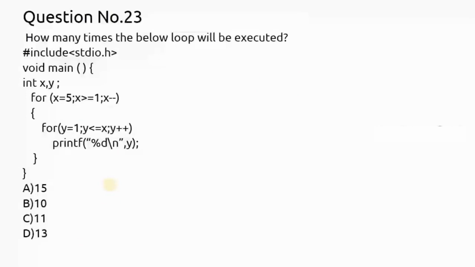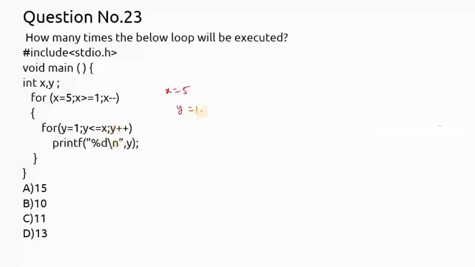So how many times will the below loop be executed? Here it is asking not the output only, but how many times the loop will be executed. So here you have loops. First consider the for loop, that is for x equals 5. This is a nested for loop. So for x equals 5, y equals 1. It needs to check 1 less than or equals to x, whose value is 5. 1 less than or equals to 5, yes, true. Then it will be executed.